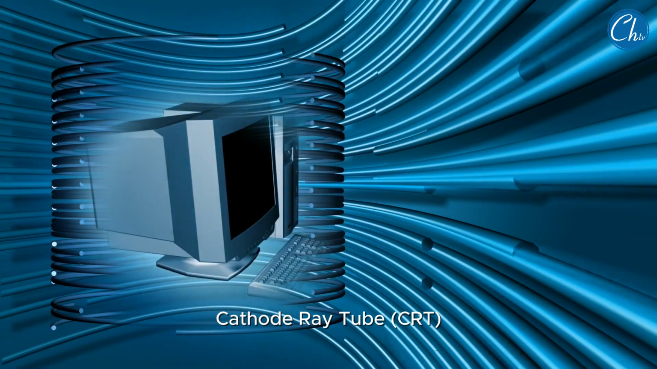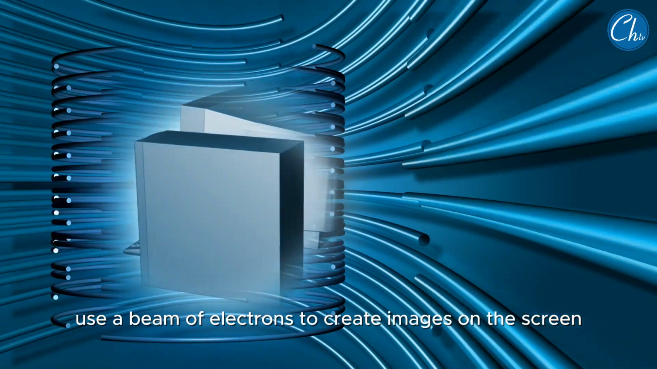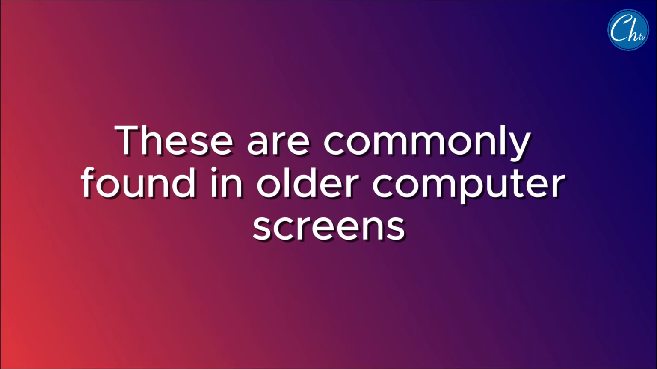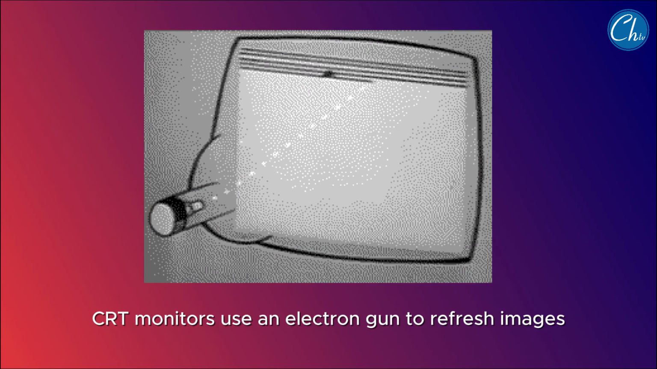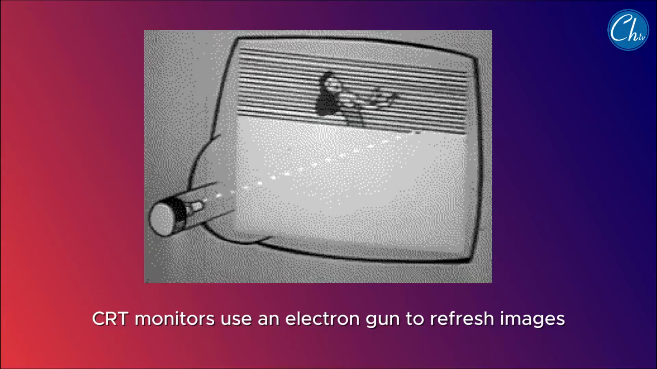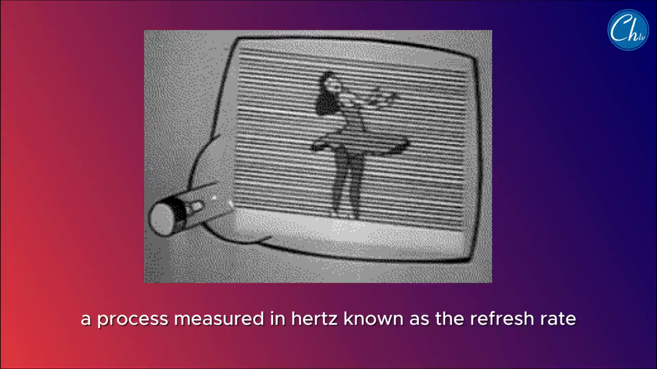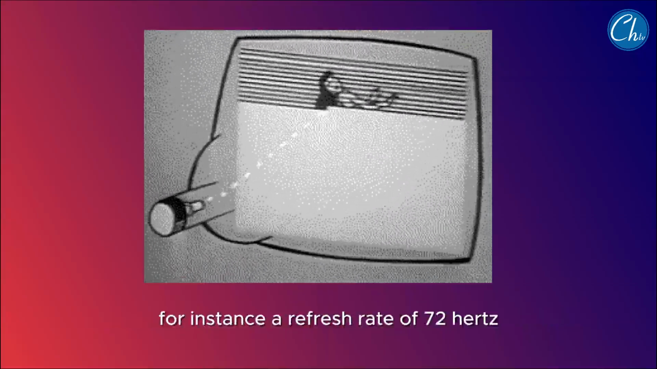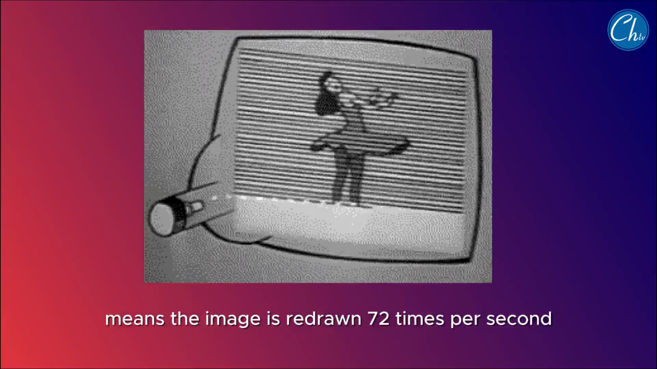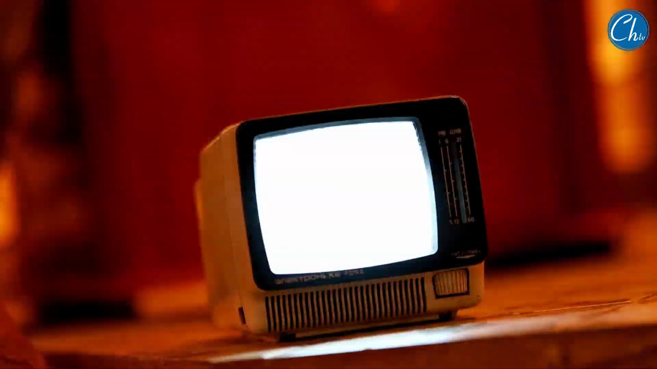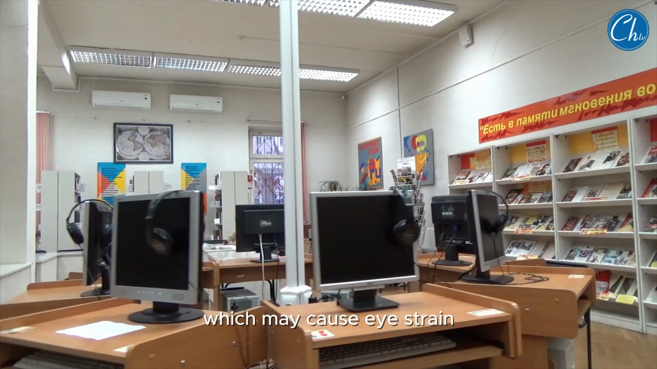Cathode ray tube, CRT, monitors use a beam of electrons to create images on the screen. These are commonly found in older computer screens and televisions. CRT monitors use an electron gun to refresh images continuously, a process measured in hertz, known as the refresh rate. For instance, a refresh rate of 72 Hz means the image is redrawn 72 times per second. Low refresh rates can lead to screen flickering, which may cause eye strain.